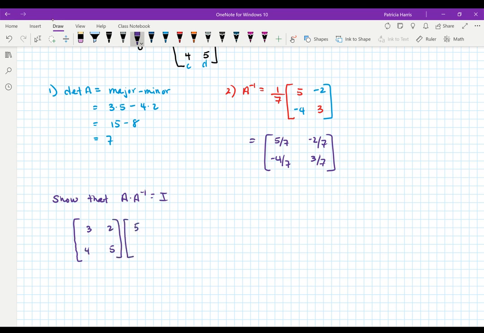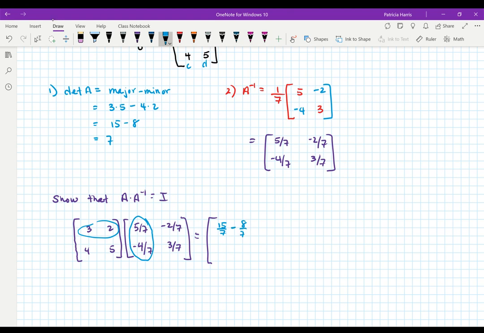Okay, and don't freak out about the fractions. They're going to resolve out. Okay, because I know it's really, really scary with all those fractions, but it actually works out really nice. So we have a 2 by 2 times another 2 by 2, which means we're going to get a 2 by 2. So, okay, 3 times 5/7 is 15/7. And then add that to -2 times a 4, so that's -8/7.